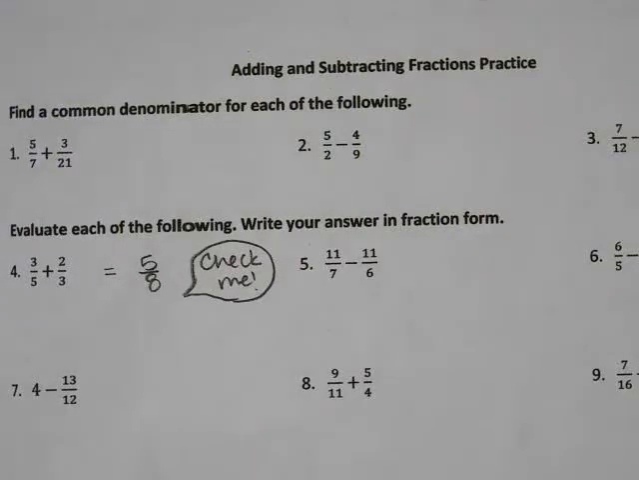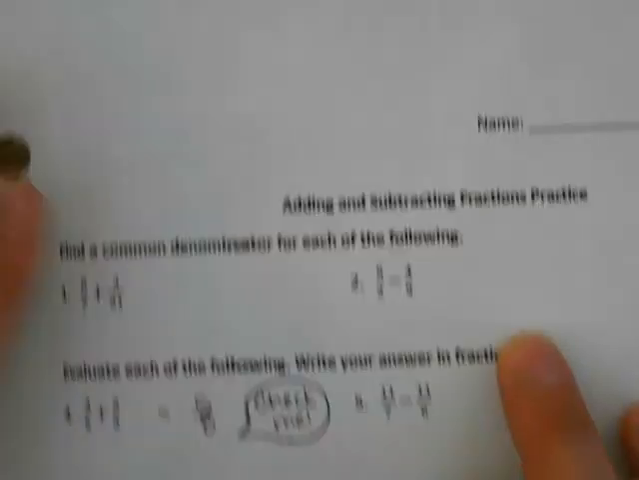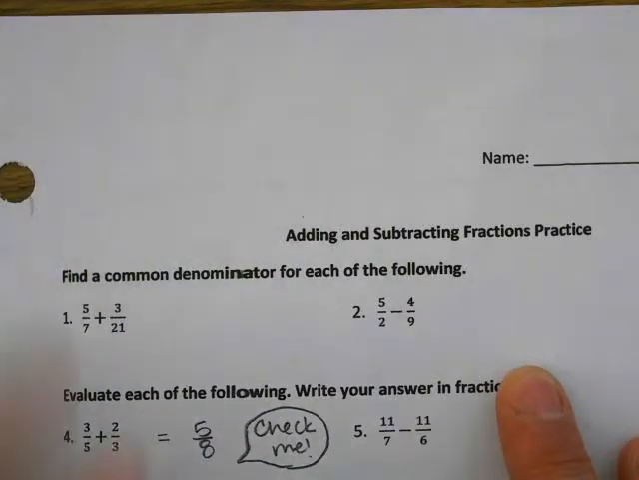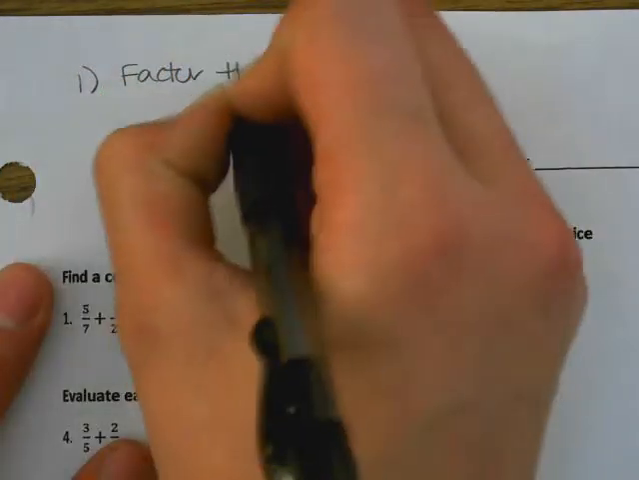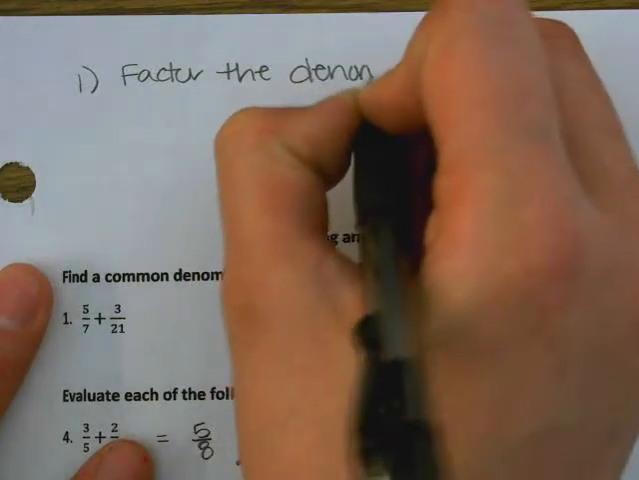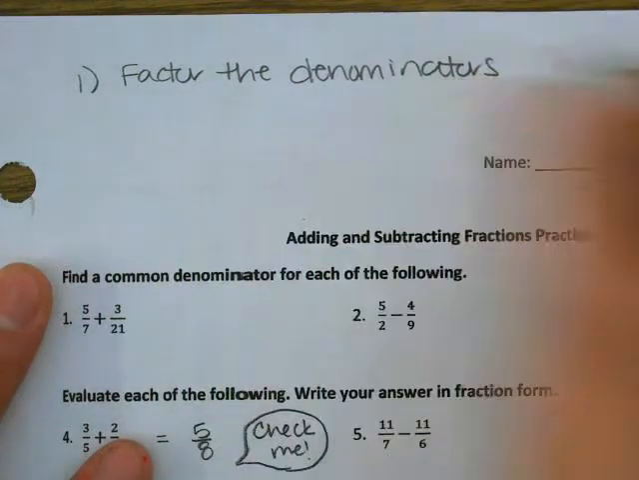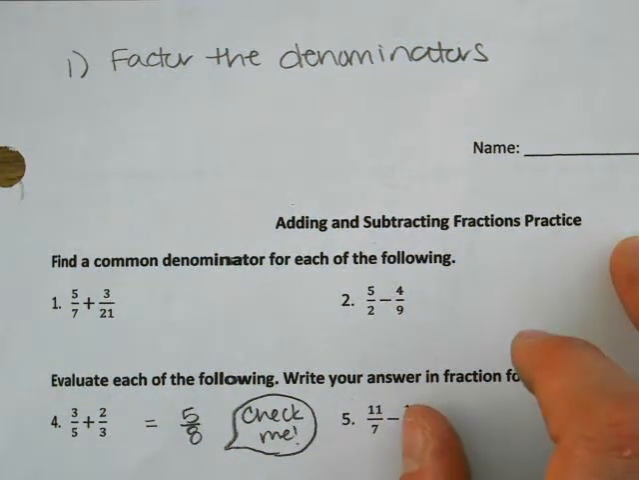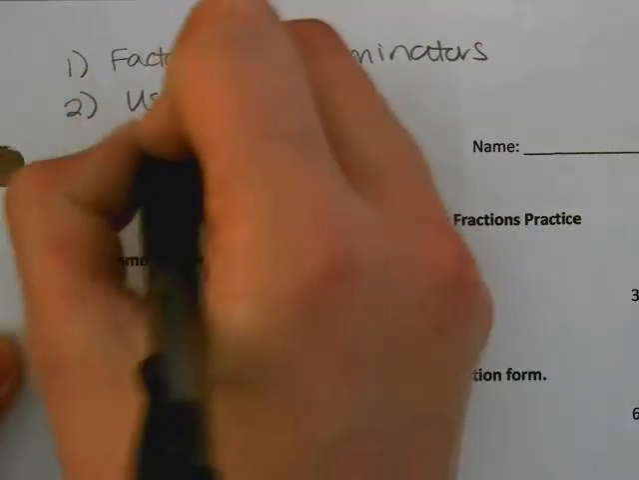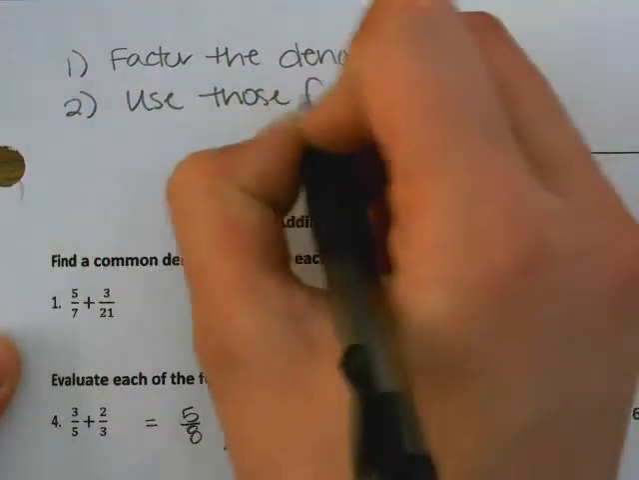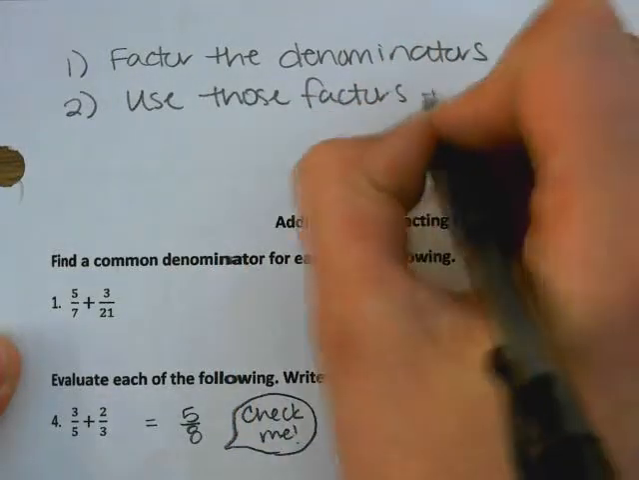All right, so if we look at number 1, well, actually, before we write this down, at the top of the page, we're going to write that when we find common denominators, the very first step is to factor the denominators. So we're going to factor the denominators completely. And then our second step is we're going to take all of those factors, and that's what's going to make up our common denominator, okay? So we're going to say use those factors to make the common denominator.